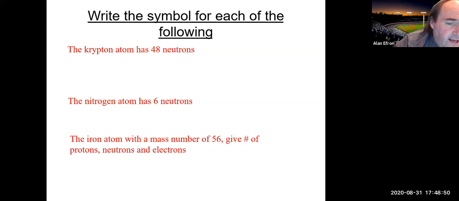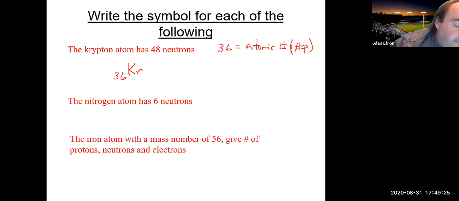So krypton has 48 neutrons. So the first thing you would want to do is go to the periodic table and find the symbol for krypton. And krypton is 36, and Kr is the symbol. The number that we can get from the periodic table, when you look at it, is number 36, and that is the atomic number, which means that really is the number of protons that there are, right? And in terms of the atomic number, it does go bottom left of the symbol that you got there.